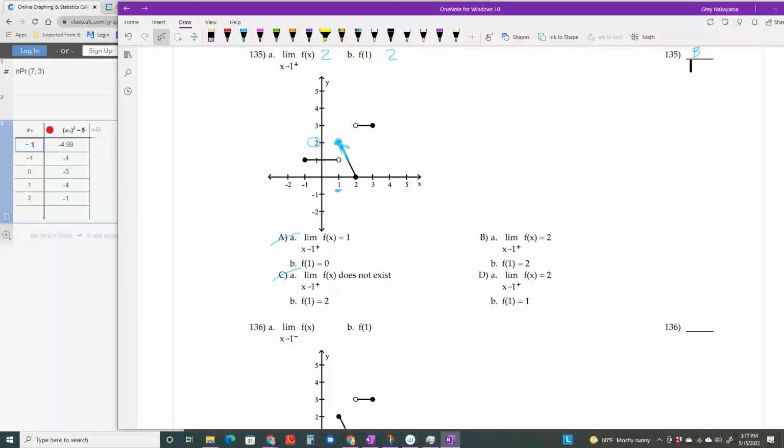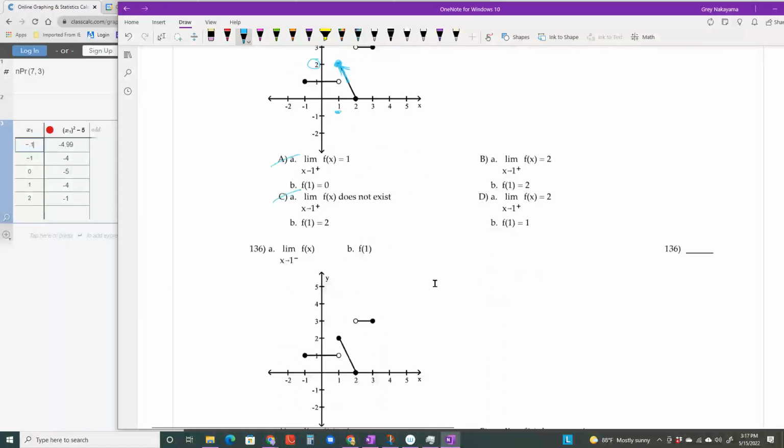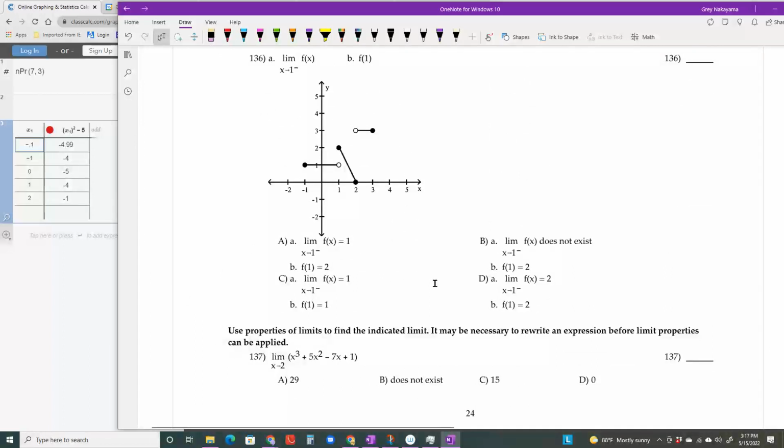Okay, 136. Same graph. All right, this time I'm coming from the left. The limit as x approaches 1 from the left. So I'm coming this way. Well, what's the value of the function as I get there? It's 1. The limit is 1. That one, A is good, C is good, B is not, and D is not. And now, what is the value of the function? Well, the value of the function is where the function is closed in. So that is 2. And that gives me the answer of A.